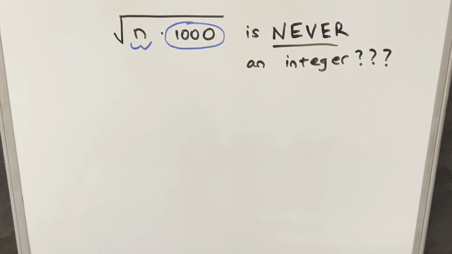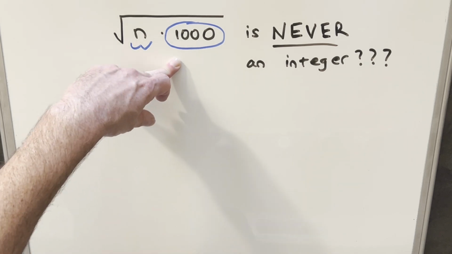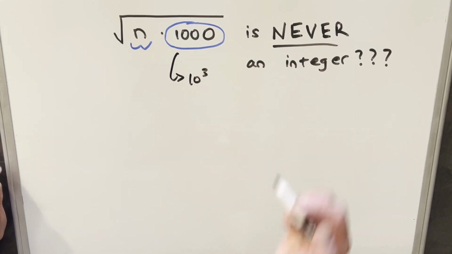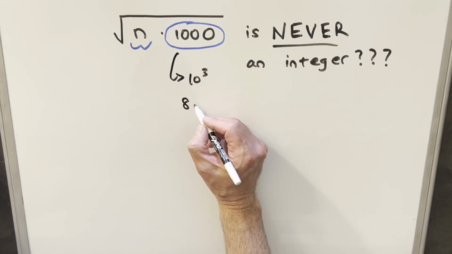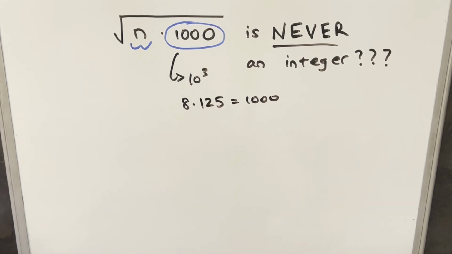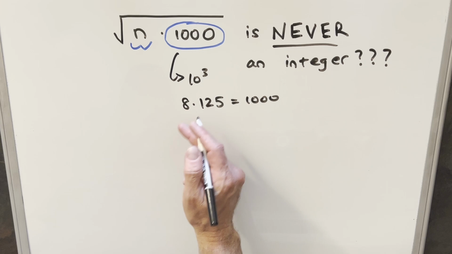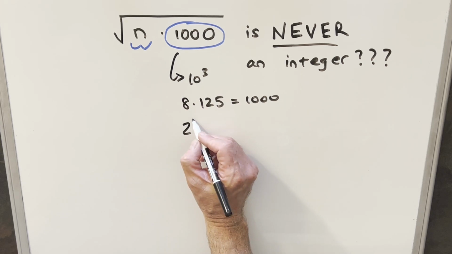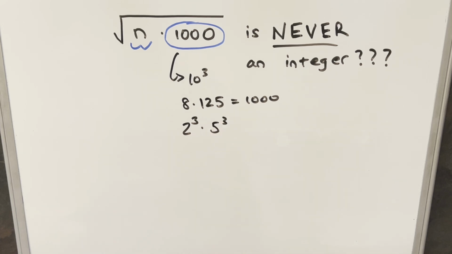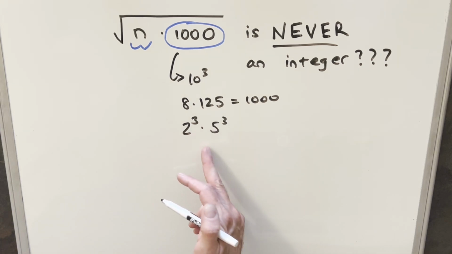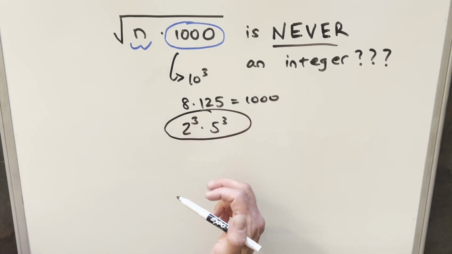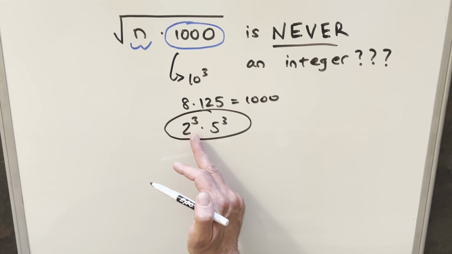To find the smallest n, I think what we want to do is start by getting the prime factorization of 1,000. Now you can look at 1,000 as 10 cubed. I like to look at it also as 8 times 125 is equal to 1,000. If we rewrite this 8 times 125, and we could use either one, it doesn't matter, 8 is 2 cubed, and 125 is 5 cubed. The only thing we need in order to have a perfect square is that, in the prime factorization, every term needs to have an even exponent.